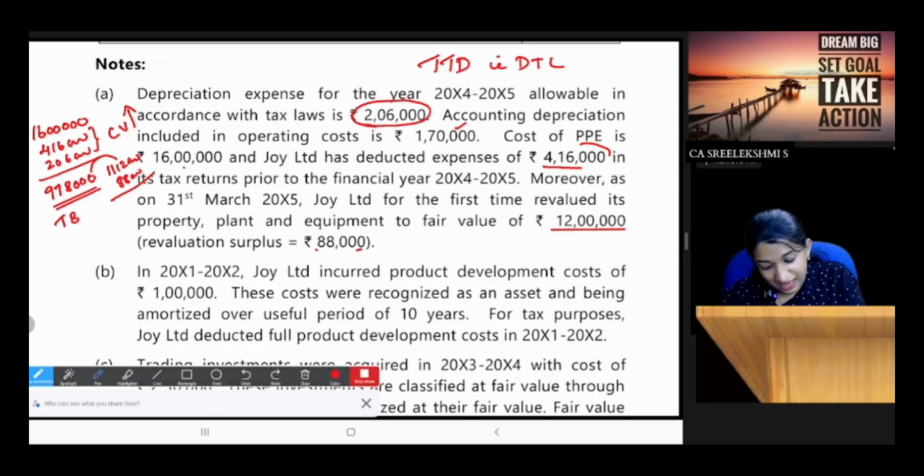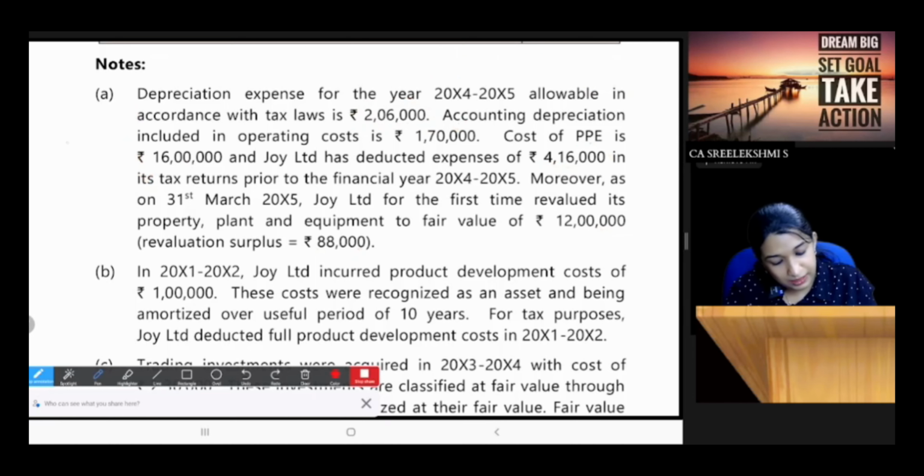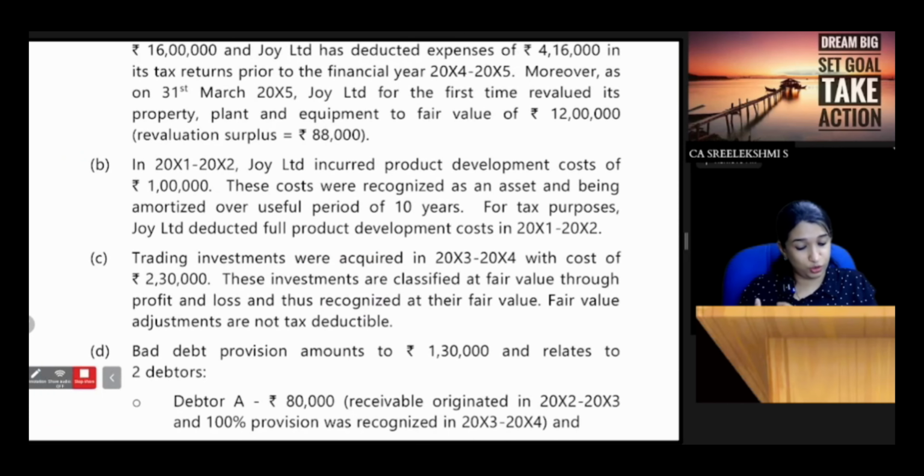11,12,000 minus 9,78,000 is 1,34,000 taxable temporary difference. The effect should be in P&L, and on the 88,000 the DTL effect should be in other comprehensive income. Anyway, 134 plus 88, there is a taxable temporary difference of 2,22,000. Okay, fine. Taxable temporary difference, remember 2,22,000.